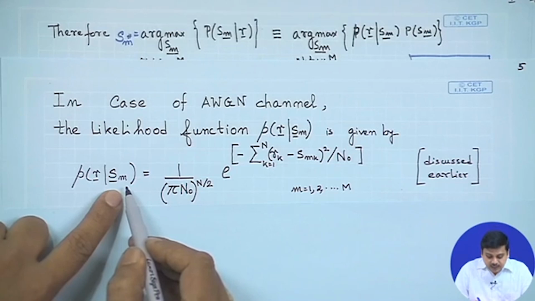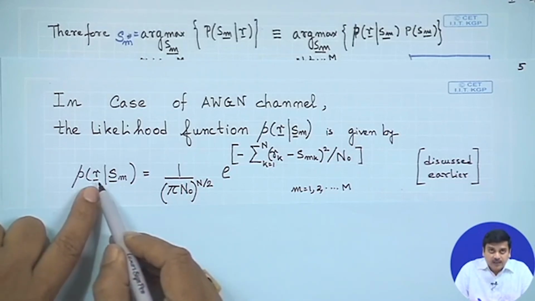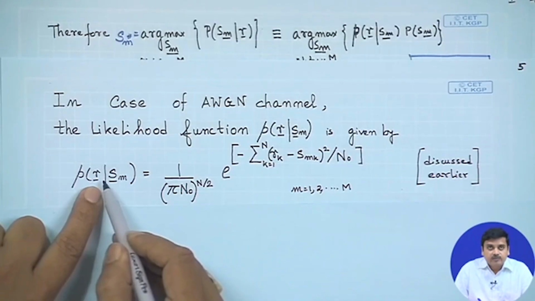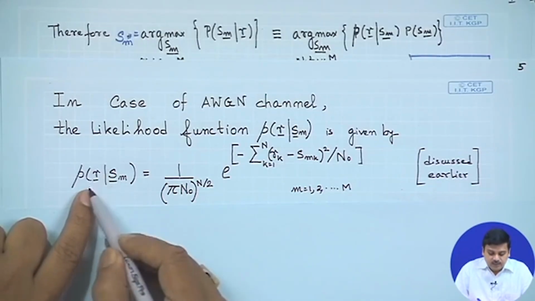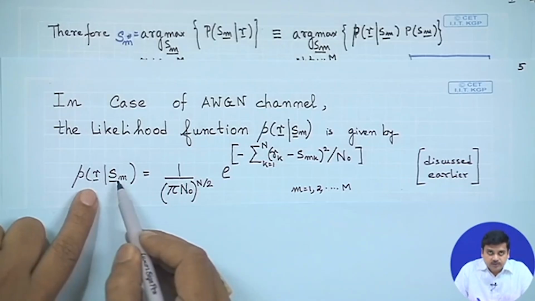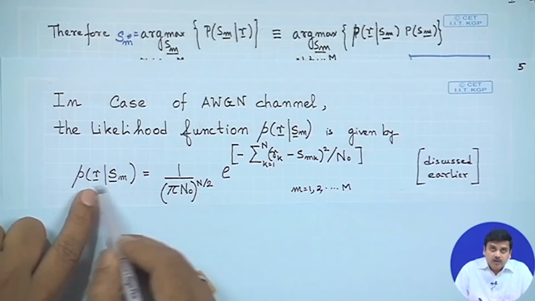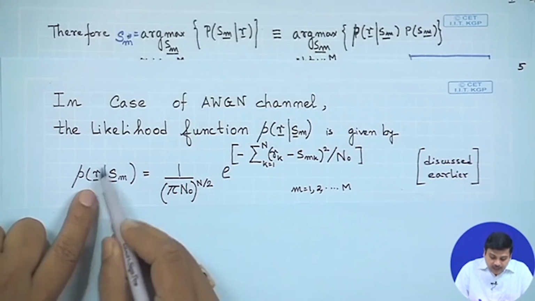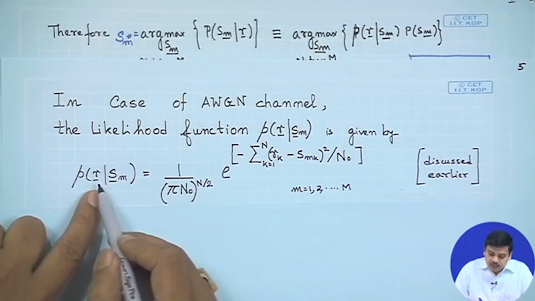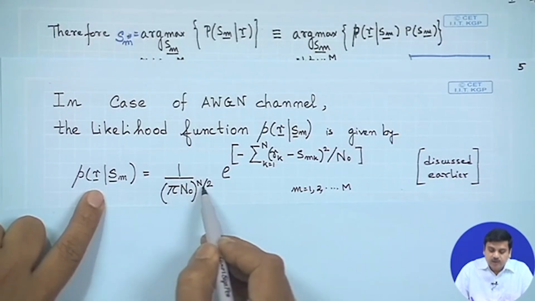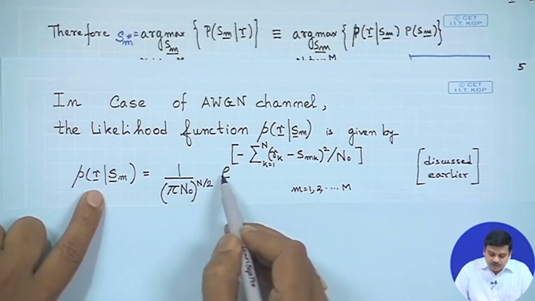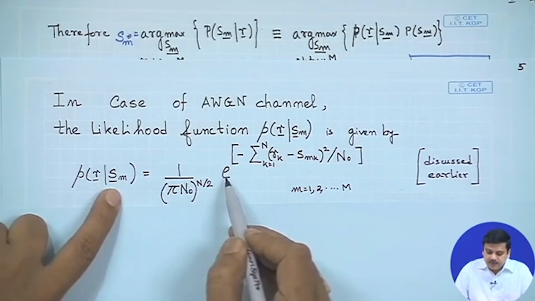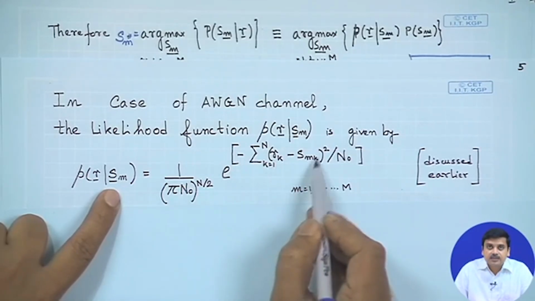and we had calculated that P of R k is independent of P of R m. That means, for two different components we found that they are independent. So, the joint distribution we found as the product of the marginal conditional distributions. If it is a product of n marginal conditional distributions, then we have in the denominator pi N naught to the power of n by 2, where for each case it was just a square root, and for each case P of r k given s m k we had e to the power of minus r k minus s m k squared by N naught.